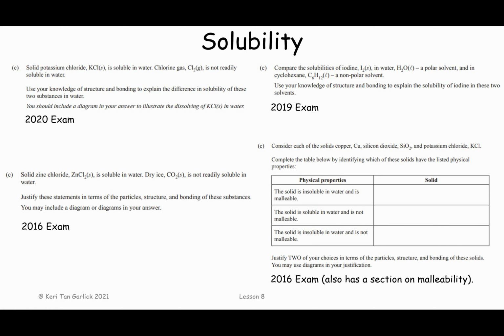The main thing to remember is that they tend to like to ask about ions, they tend to ask about molecules, and then things obviously like covalent networks and metals are not soluble. They're pretty solid things. For example, you can't dissolve a metal ring in water.